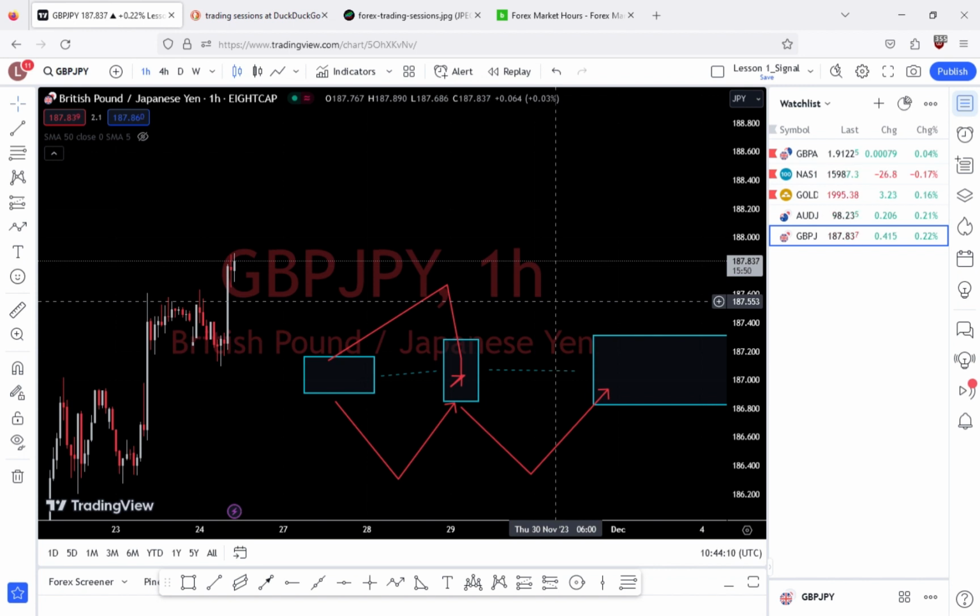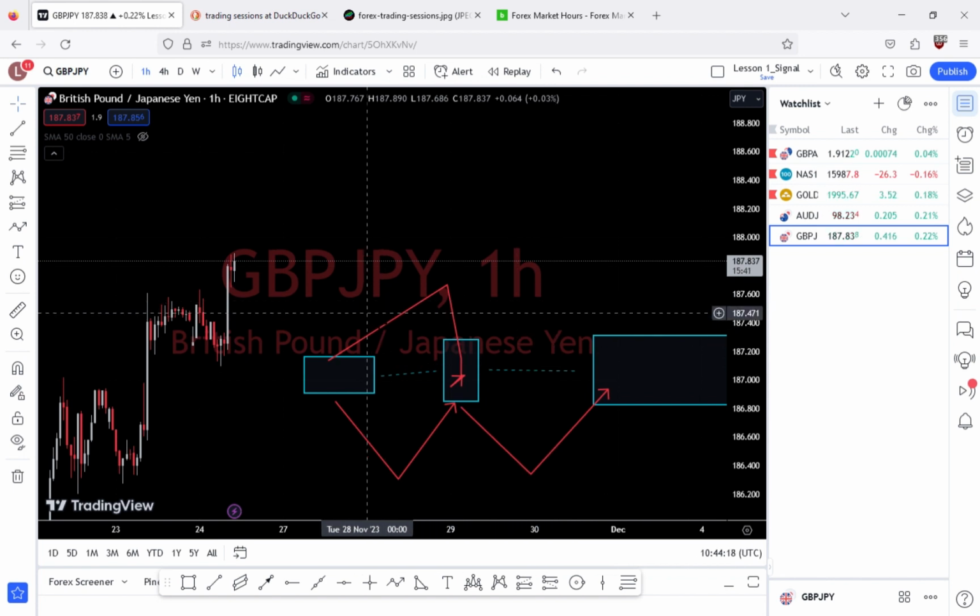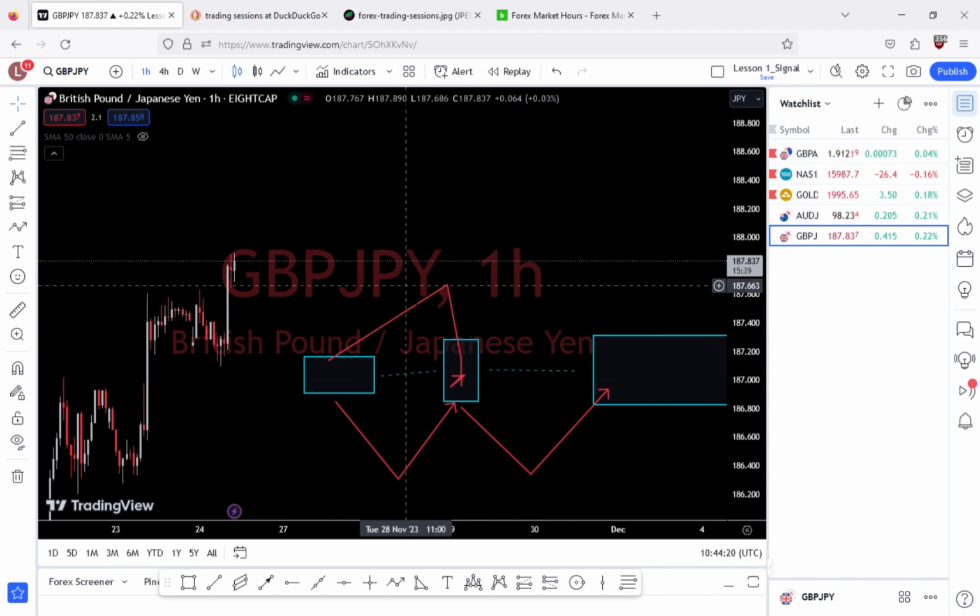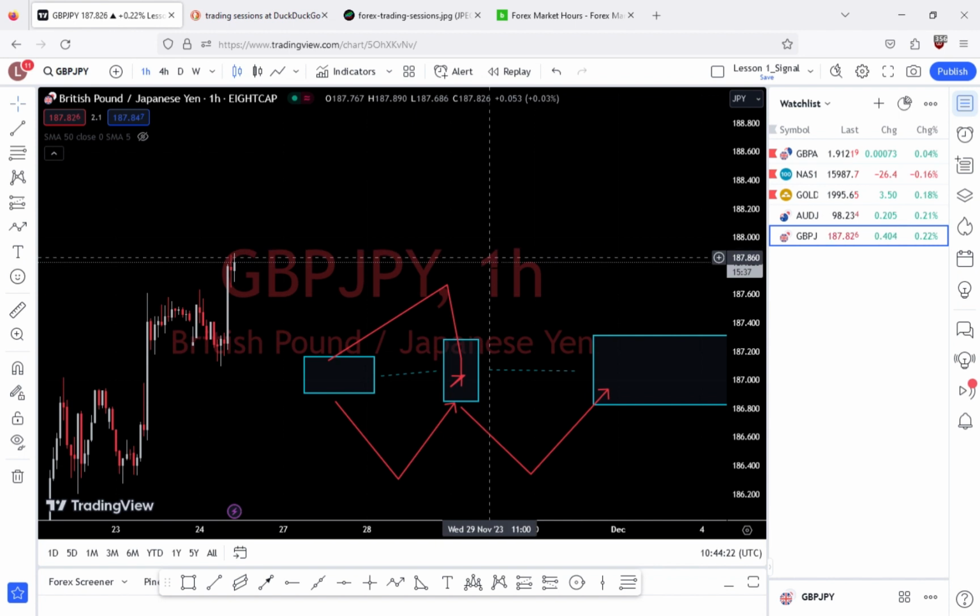Let me clarify more about lot sizes. In forex, the lot size is the number of currency units that you're trading. The standard lot is about 100,000 units. So what does this mean? When you open a position with 1, as opposed to 0.01 or 0.10, it actually refers to the standard lot, which means you're actually buying 100,000 units of a currency.